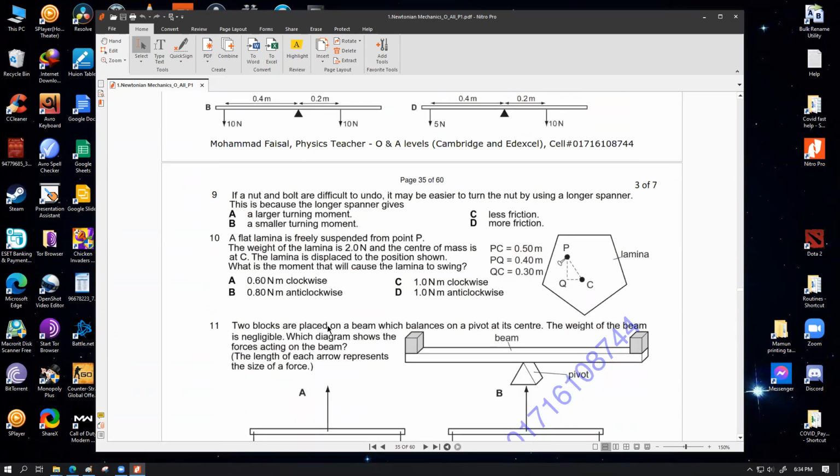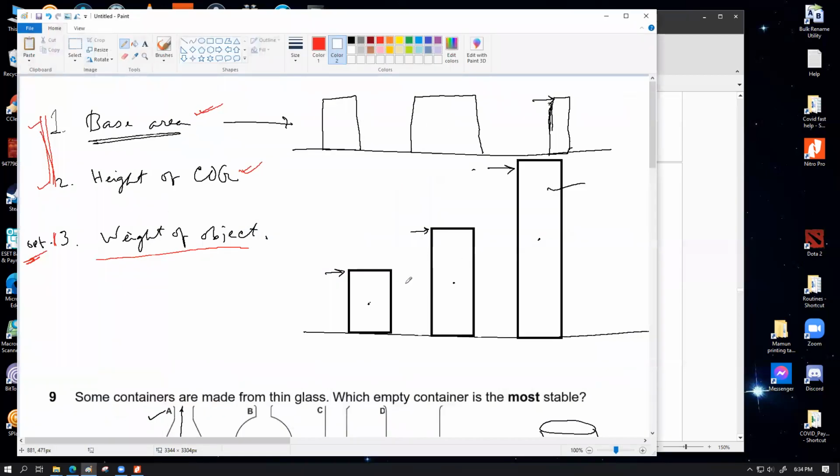Number 10 is a pretty interesting question, which sometimes the students actually mess up. Have a look at question number 10. A flat lamina is freely suspended from point P. The weight of the lamina is 2.0 Newton and the center of mass is at C. The lamina is displaced to the position shown. What is the moment that will cause the lamina to swing?